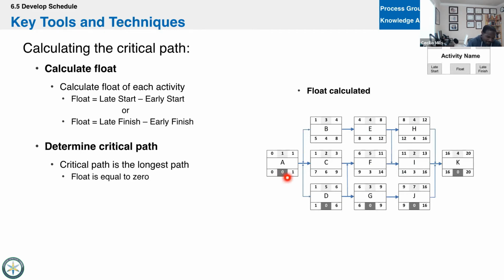Activity A is a predecessor to activity B, C, and D. Activity F is a successor of activity C and D. Activity E is dependent upon activity B. Activity G is a predecessor of activity J. Activity E is a predecessor of both H and I. And activity I is dependent upon F. Activity K is dependent upon H, I, and J.